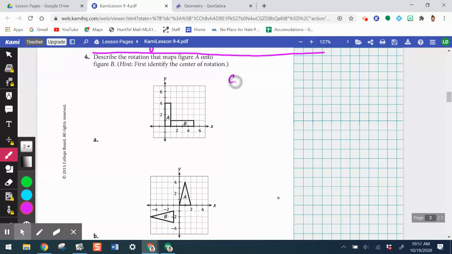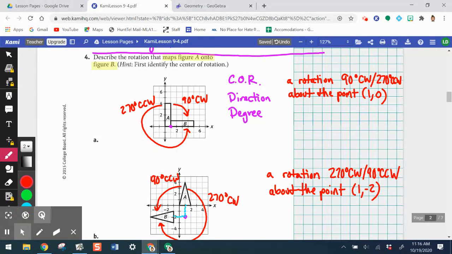I want to know the center of rotation for each of these. And when it says to describe the rotation, we need the direction, which is counterclockwise or clockwise, as well as the degree of rotation, 90, 180, 270, and so forth. So make sure you give me all those things when describing the rotation here. And I'll show you, after you play through the video, exactly what I'm looking for and how it should be written. So hopefully you took a second to figure this out.